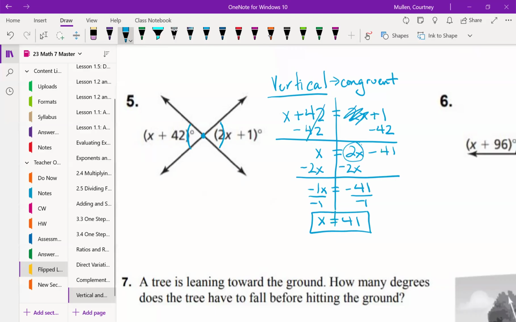Is that degrees? It's not this time because we don't have any angles that are just x. So we're going to have to come in here and substitute for x. So 41 plus 42 is 83 degrees. And then we'll check over here. 2 times 41 plus 1. What's 2 times 41? 82. And 82 plus 1? 83. Which is great news again, because vertical angles are congruent.